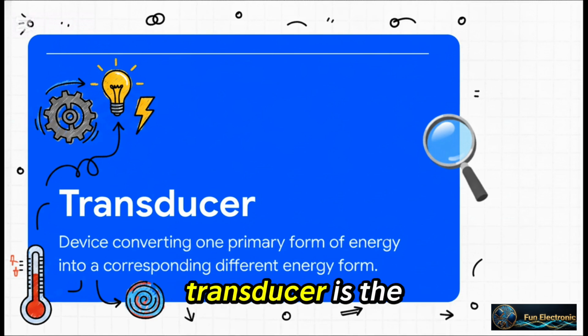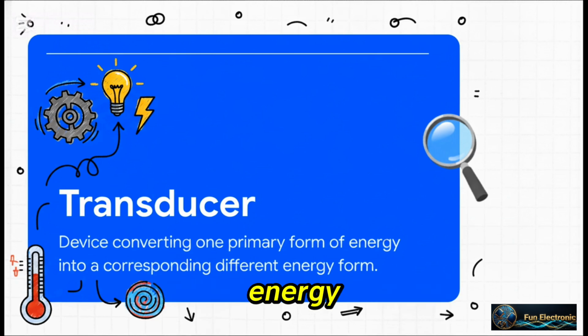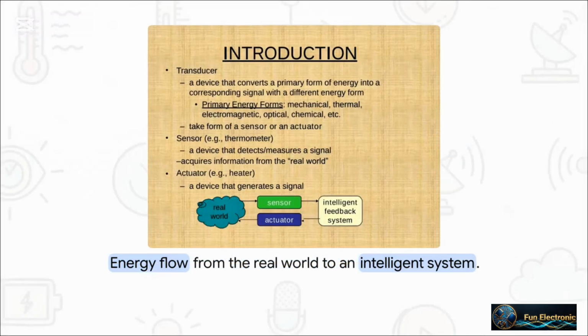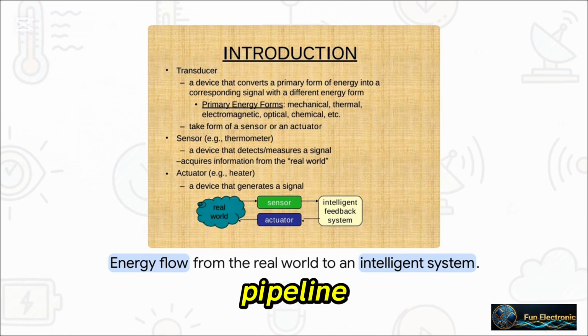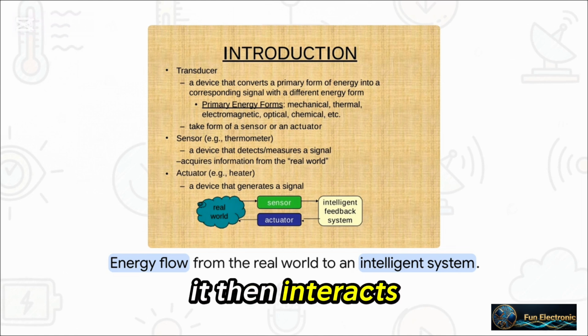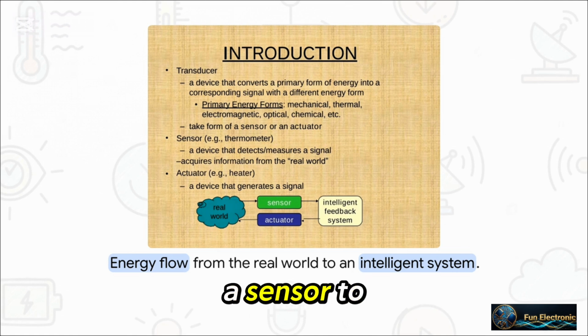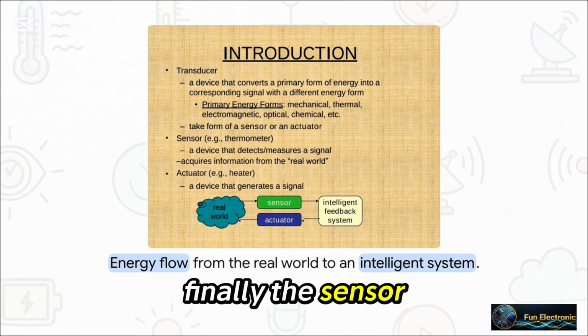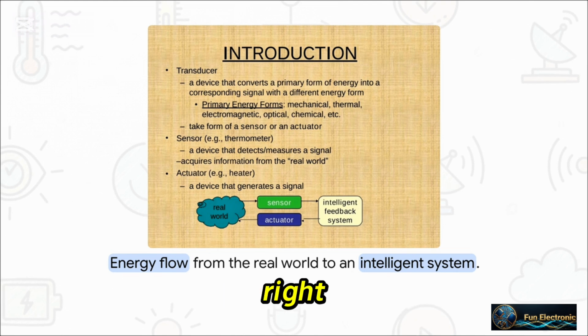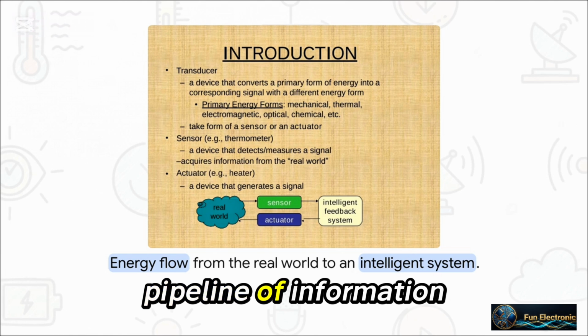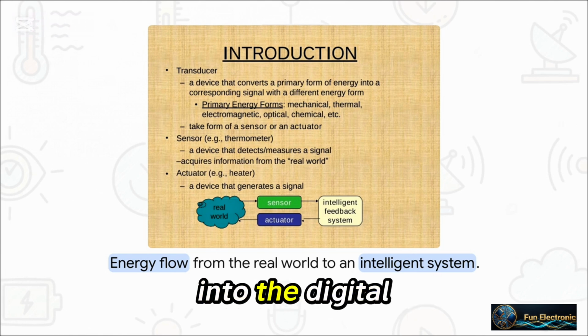For example, a transducer is the thing that takes the intense physical heat of a fire and transforms that thermal energy into a corresponding electrical voltage. If we map this out, it's pretty clear exactly where the primary transducer sits in the data pipeline. Energy starts out in the real world, over on the left, in one specific form. It then interacts with a transducer, which changes its energy state. This newly translated energy is what allows a sensor to actually detect it. Finally, the sensor feeds that measurable signal right into an intelligent feedback system or an actuator over on the right. So it is a continuous, unbroken pipeline of information flowing from the physical realm straight into the digital one.